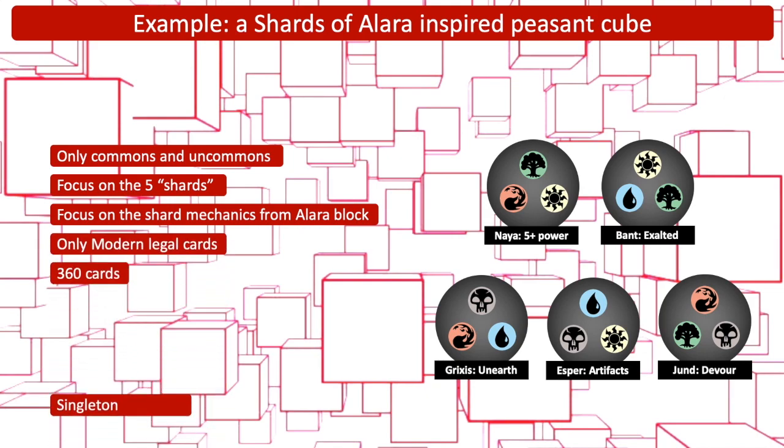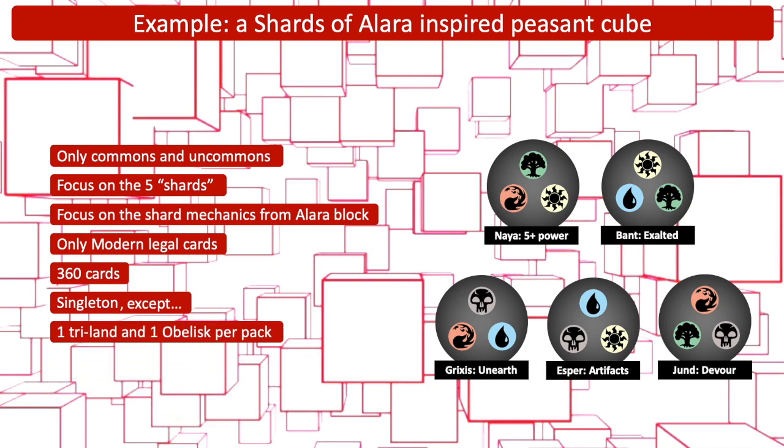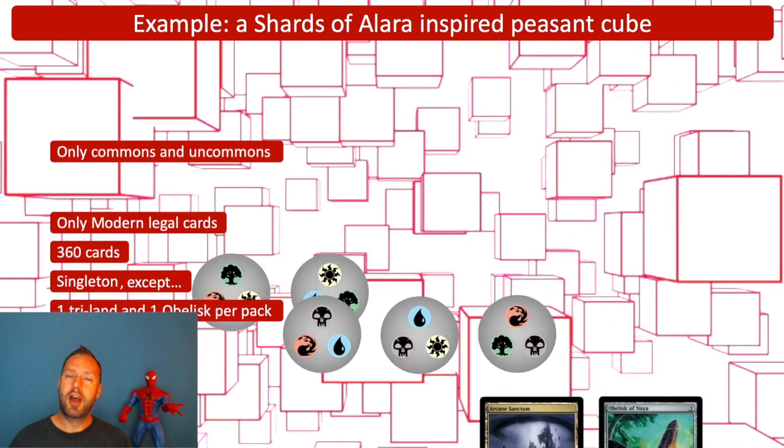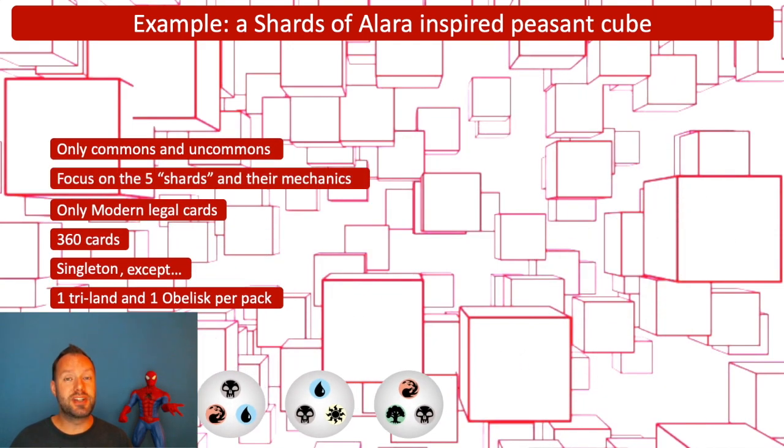All cards should be singleton, except for the shards of Alara Trilands and Obelisks. Every pack should contain one of each of those. Really, any plan will do, but verbalizing a set of rules from the outset is a good idea, as long as you stay critical and ask yourself whether or not your rules actually make sense. And even if you find that they do, you might end up breaking them sooner or later anyway.